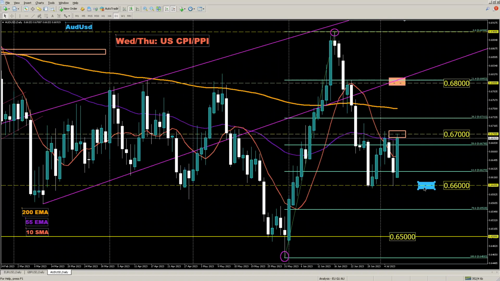So strong support still at 66. Interim resistance still at 67. Major resistance at the 68. And with potentially an intermediate resistance at the daily 200 EMA as well.